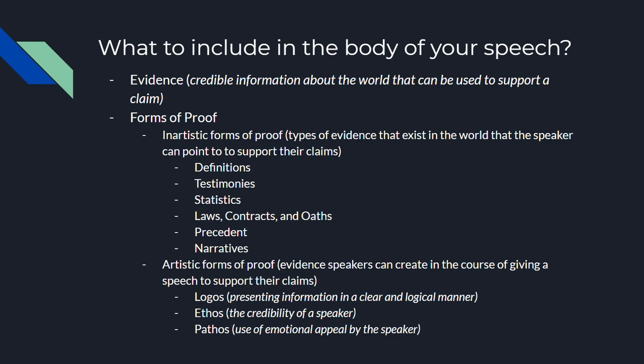As we go through these, I'm not saying that you have to include every single one, just like the inartistic forms of proof. You don't have to include every single type because it simply might not fit your speech. It's all about gauging what your speech requires, what you think would be most beneficial. But the artistic forms of proof are logos, ethos, pathos, though some people say pathos differently. I was not a good scholar and I didn't look that up before doing this presentation.